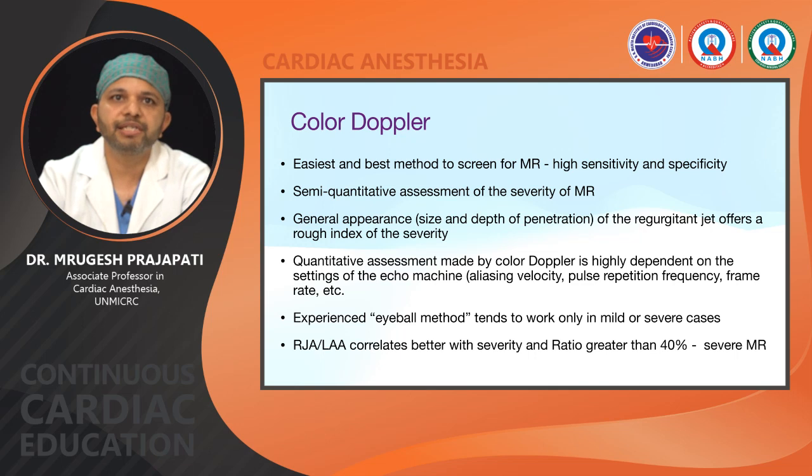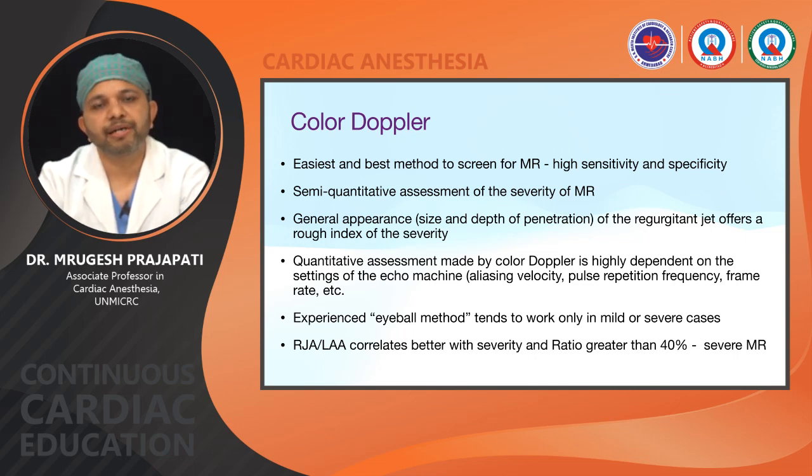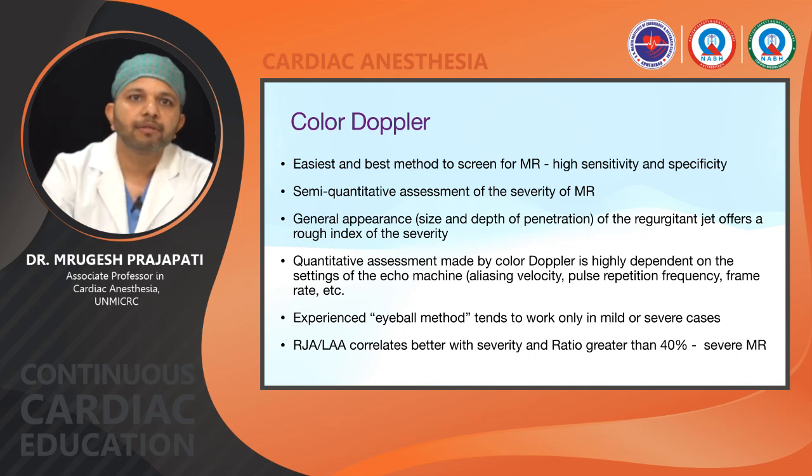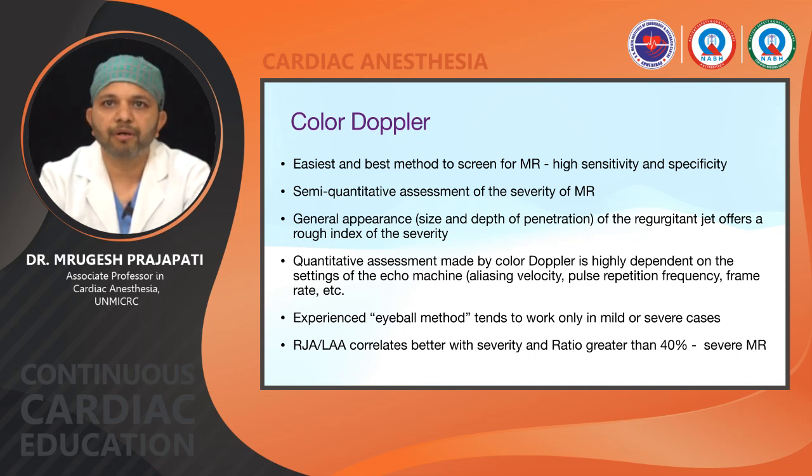Color Doppler is the easiest and best method to screen for MR. It is highly sensitive and specific. It is a semi-quantitative assessment of the severity of the MR. The general appearance, like the size and depth of penetration of the regurgitation jet, offers a rough index of mitral valve regurgitation severity. Quantitative assessment by color Doppler is highly dependent on settings of the echo machine like aliasing velocity, pulse repetition frequency, frame rate, etc. The experienced eyeball method tends to work only in mild or severe cases.